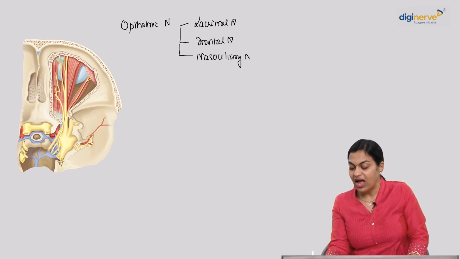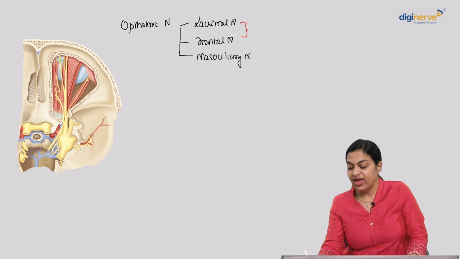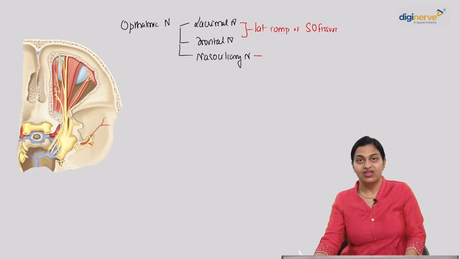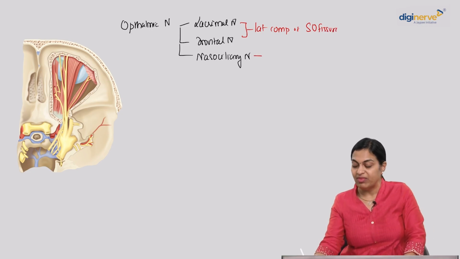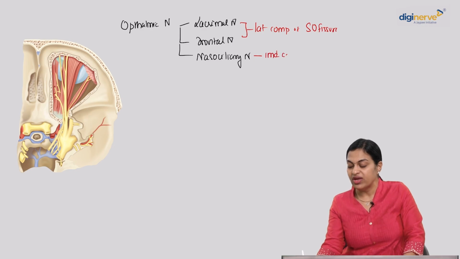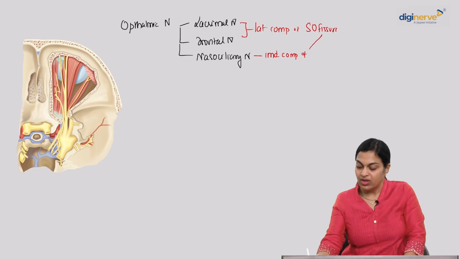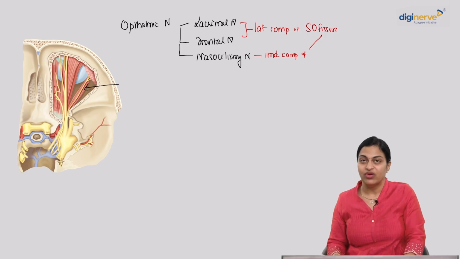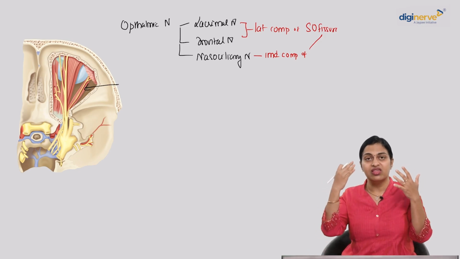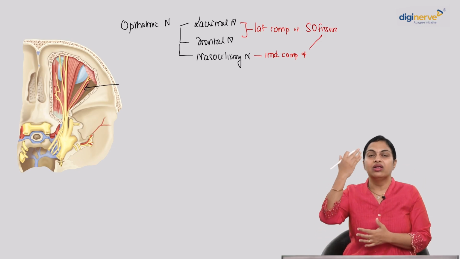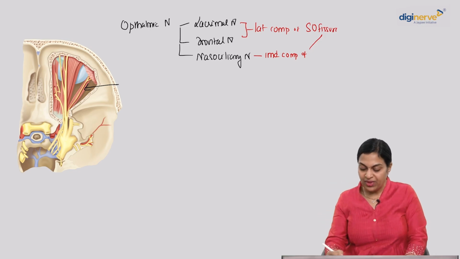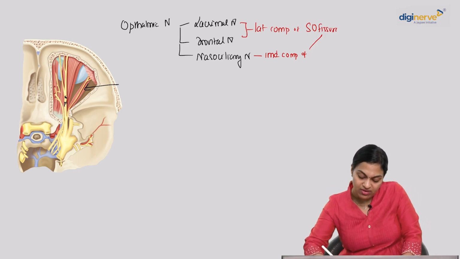The lacrimal and the frontal nerve, they exit through the lateral compartment of superior orbital fissure. The nasociliary nerve, the main division of the ophthalmic nerve, passes through the intermediate compartment of superior orbital fissure. So this is the lacrimal nerve. You can see it's supplying the lacrimal gland, the conjunctiva, the skin of the lateral part of upper eyelid, all that. And this is the frontal nerve.